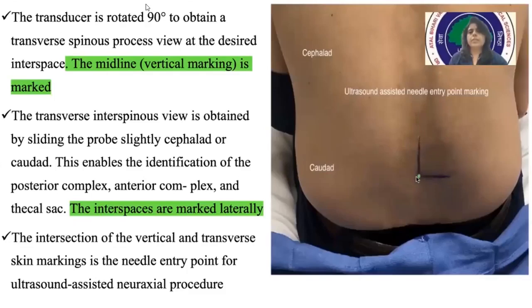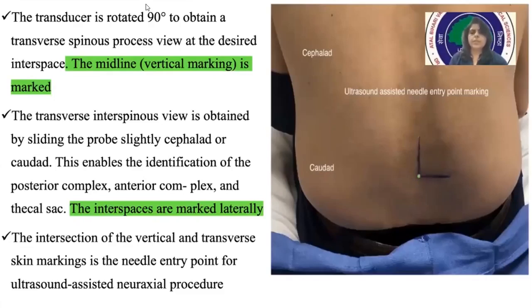The intersection of this vertical and horizontal line, with this vertical line having been achieved by the transverse view, and this horizontal line having been achieved by the interspinous view. Where they intersect, that will be the area where you have to put in your needle in the midline approach.